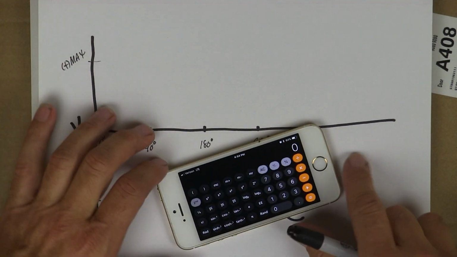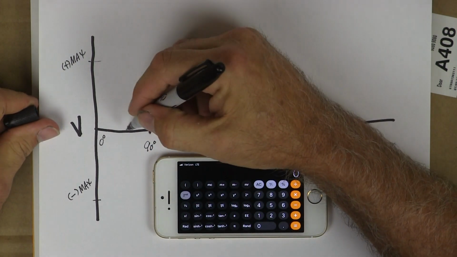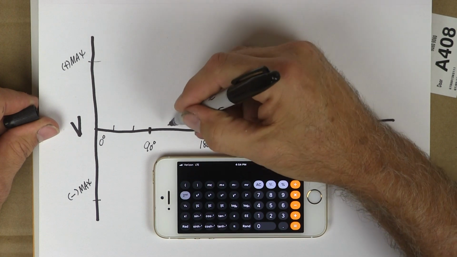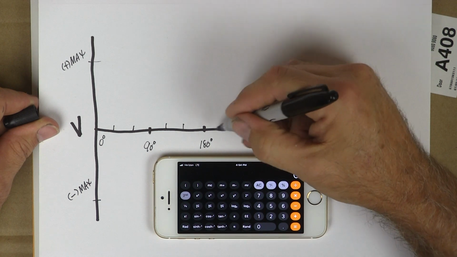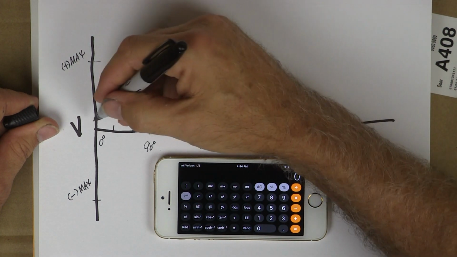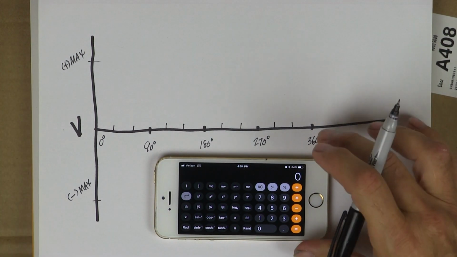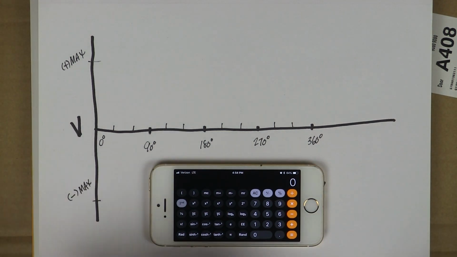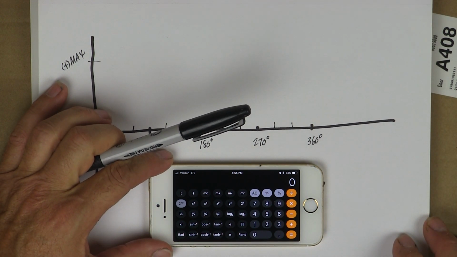Okay? Let's start here. So if this is 90 degrees, this would be 30, 60, 90, 120, 150, 180, 210, 240, 270. These would be 30 degree increments, 300, 330, and 360. I hope this shows up. Okay? So let's start with zero. 0 degrees of rotation. Don't worry about the inside of the guts of the generator yet. We'll talk about that.